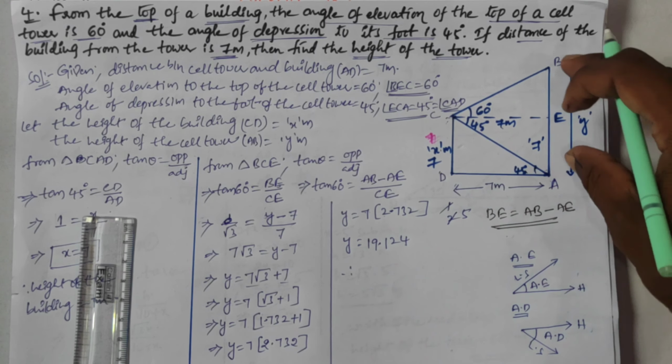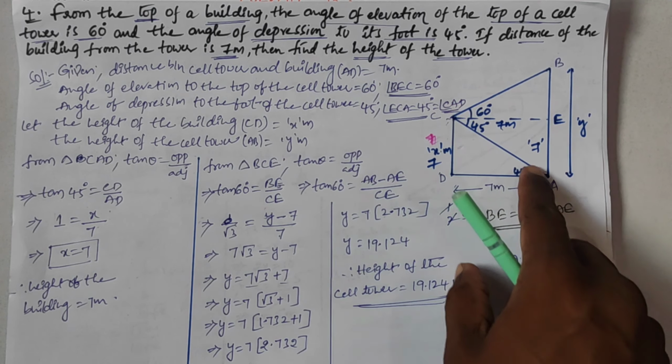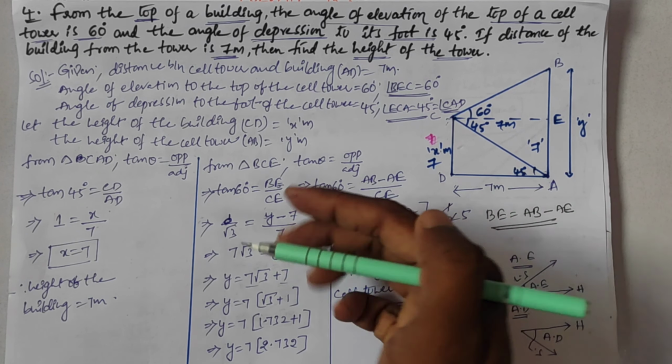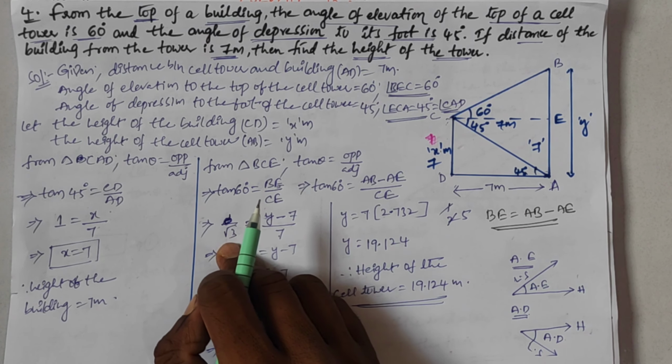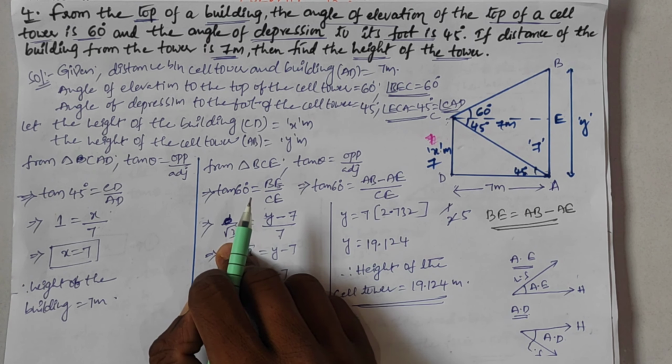Okay. In this question, he gave angle of elevation and angle of depression. Clear? Here tan 60 value is root 3. So by mistake we chose here 1 by root 3. Okay. This is about question number 4.